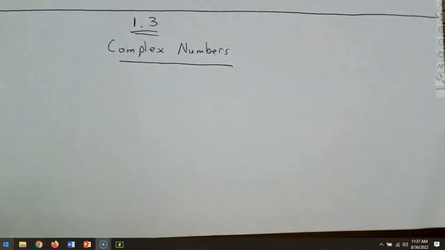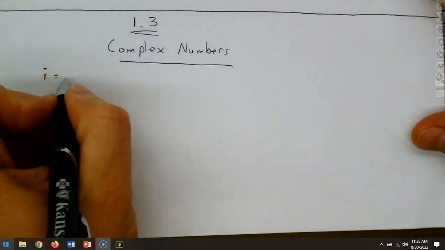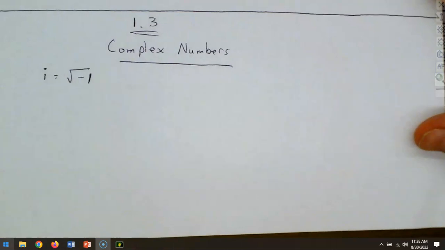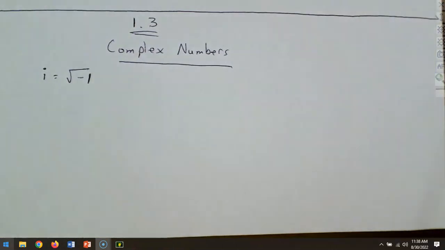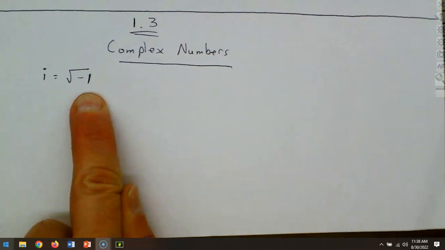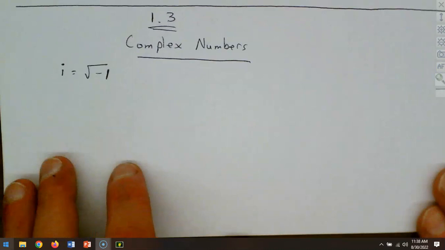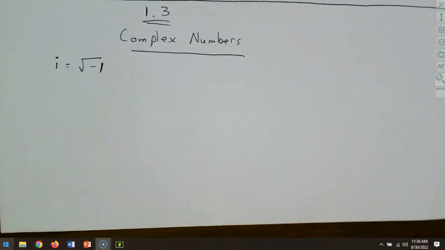Now, when we talk about complex numbers, we need a definition of I. I is called imaginary, and I is defined to be the square root of a negative 1. So that is what I is. Now, in previous courses, you have probably been told that this doesn't exist. This is not a real number. And it's not a real number. It's imaginary. In this course, we're going to be working with it. So in 1.3, we're going to be talking about complex numbers, and we're going to be learning how to break up square roots. So we're going to simplify some roots down.